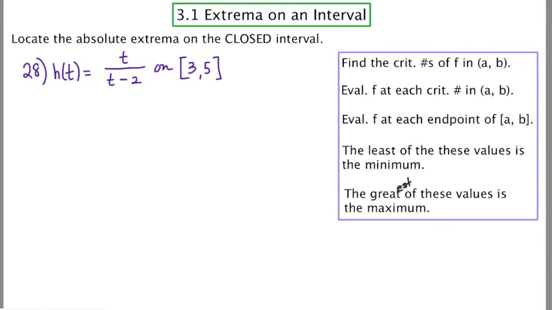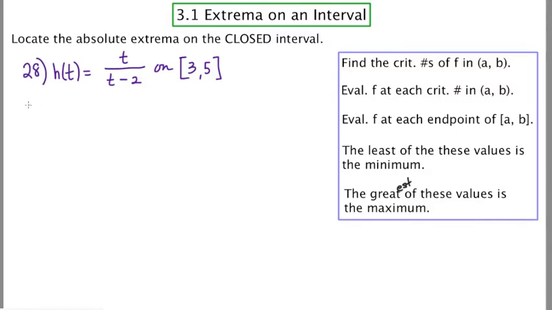Okay, in number 28, they give us a rational function, one that requires using the quotient rule in order to figure out the derivative. So let's take a look. H of t is equal to t over t minus 2 on the closed interval 3 to 5. So let's take a look.